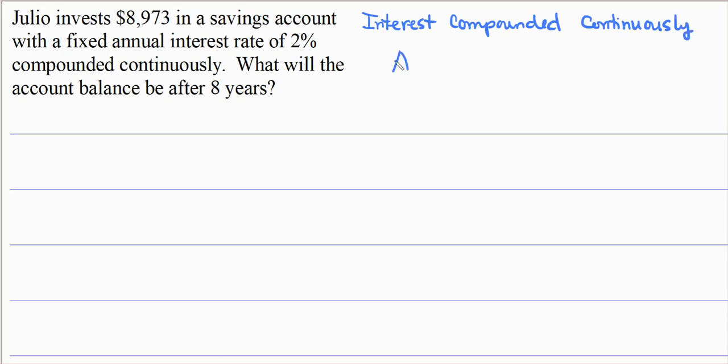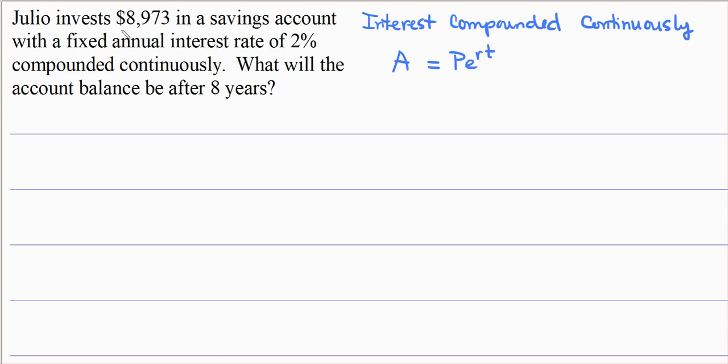Okay, so the formula is A = P e^(rt). A is the amount after t years. P is the principal. e is an irrational number, just like pi. And r is the interest rate, written in decimal, and t is the number of years. So let's begin here.